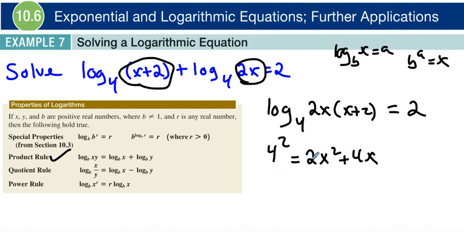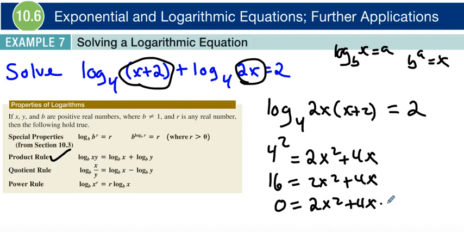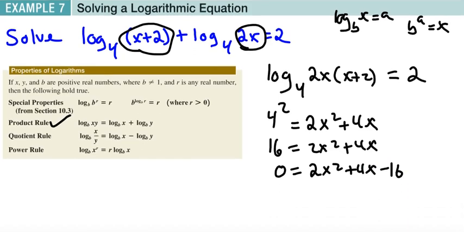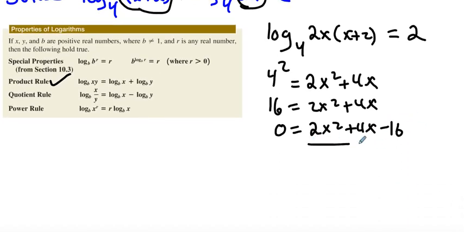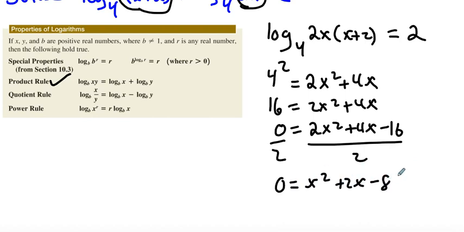So now this looks like a quadratic equation that we're probably going to need to factor. So 4 to the power of 2 is 16, which is equal to 2x squared plus 4x. I'm going to move the 16 over. So 0 is equal to 2x squared plus 4x minus 16. I see that they all have a common factor of 2, so I'm going to get rid of that so I'm dealing with smaller values. So 0 is equal to x squared plus 2x minus 8.